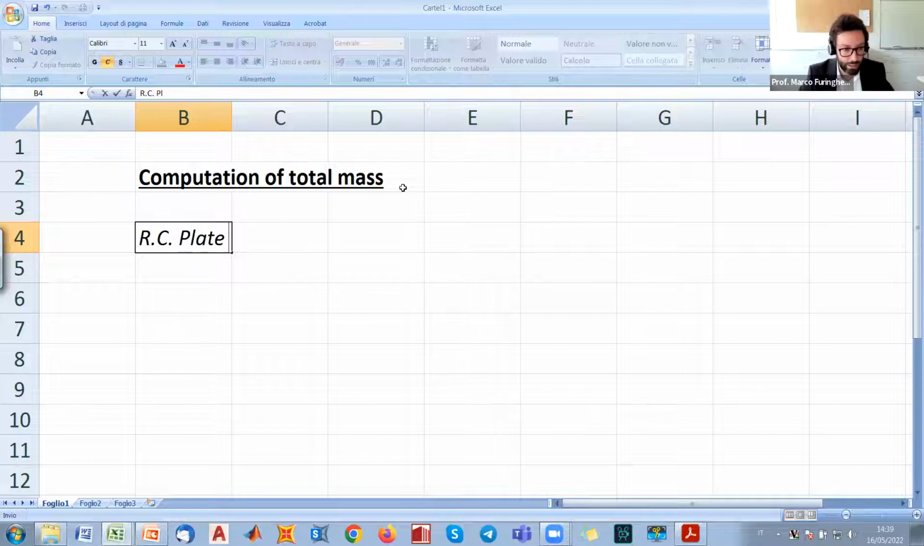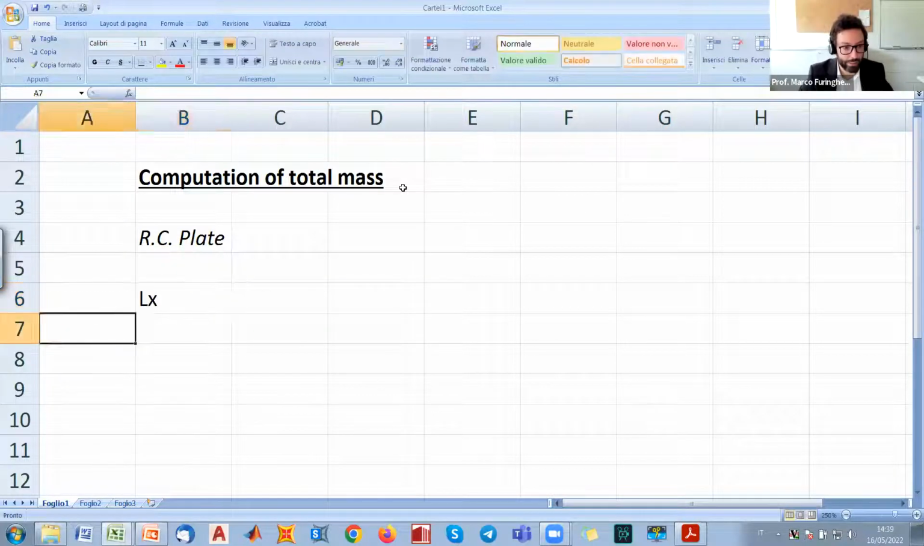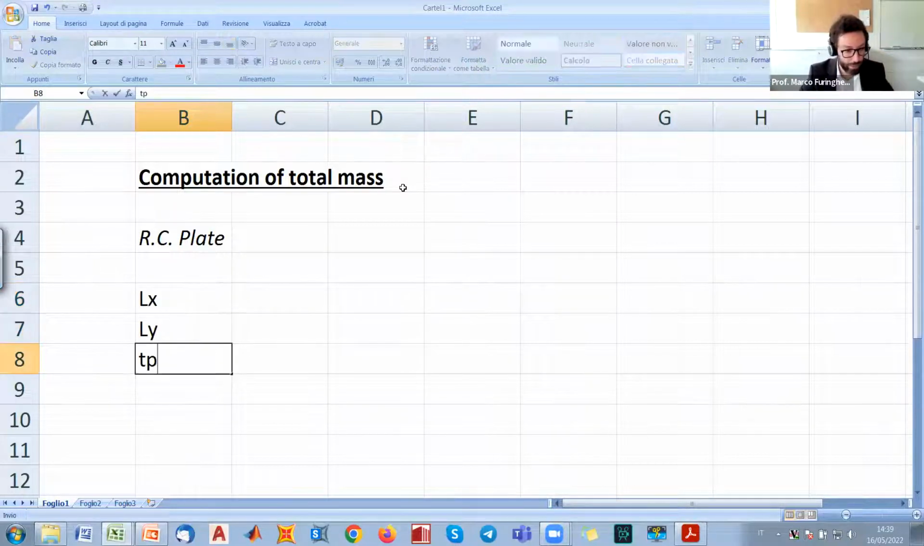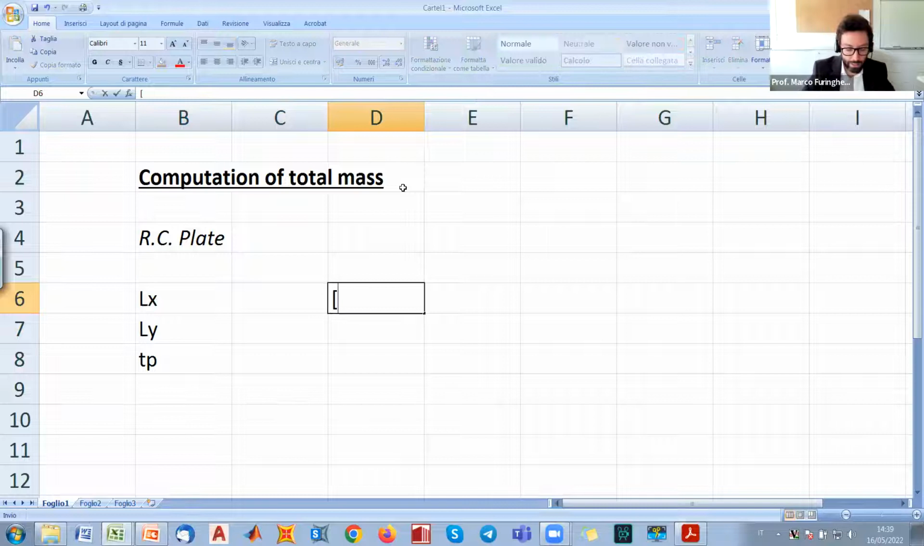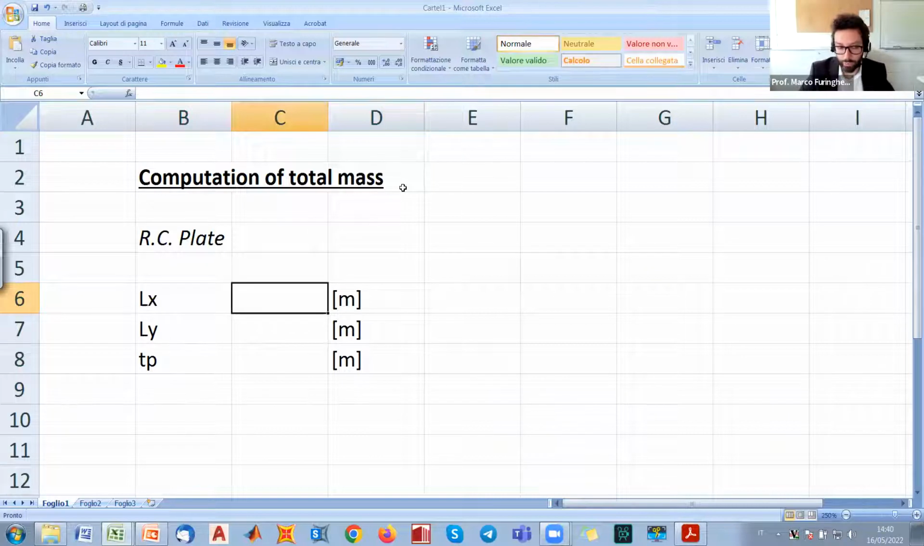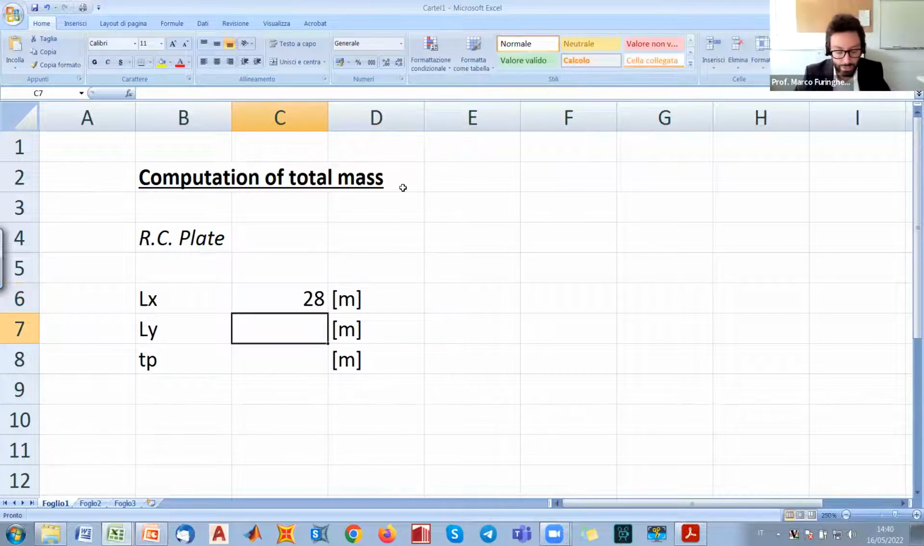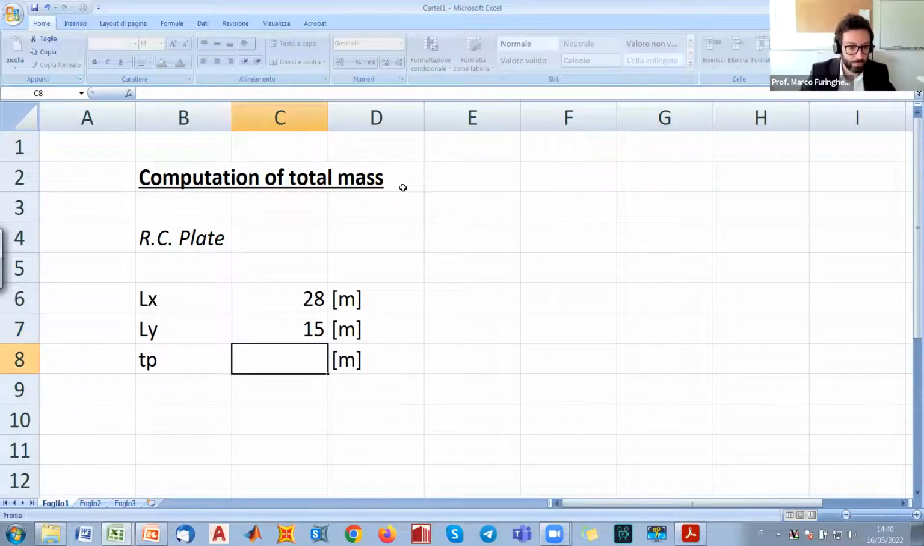The RC plate, which is again the interface between the isolation system and the superstructure. We have Lx, Ly, and Tp, all of them in meters. So Lx was equal to 25 plus 2 times 1.5, which was 28, and the same for Ly, 12 plus twice 1.5, 15, and the thickness was 0.5.